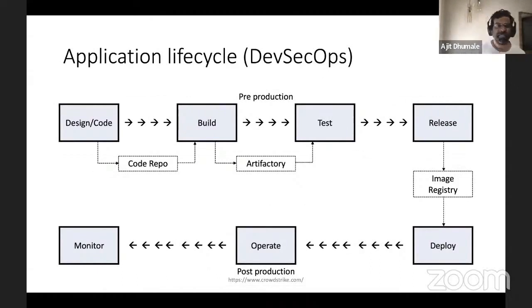Okay, so I'm sure you must have seen this slide in yesterday's talks. This is about the application development and deployment lifecycle, nowadays called DevSecOps. So in the pre-production stage, you write your code, build it, test it, and then release it. That concludes the pre-production steps. Then in post-production, you take the released applications and deploy them, then operate them, where you scale them, handle failures, and then you keep on monitoring the applications for their health.